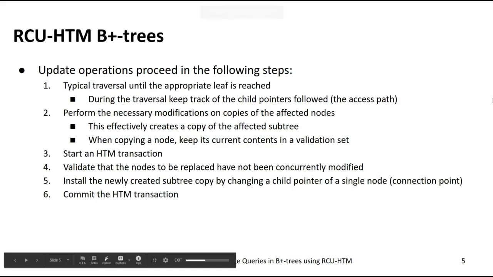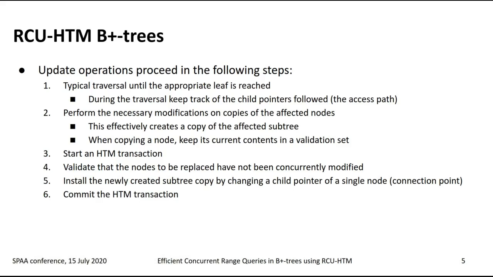Update operations in RCU-HTM B+ trees proceed in the following 6 steps. First, a typical traversal of the tree is performed until the appropriate leaf is reached. Then, we perform the necessary modifications on copies of the affected node rather than on the original nodes, and in this way we effectively create a copy of the affected subtree. Also, when copying a node, we keep its current contents in a validation set, which is later used to validate that no other thread has modified the replaced subtree.